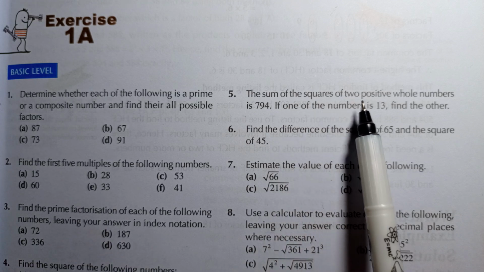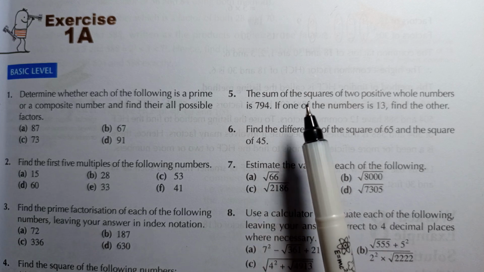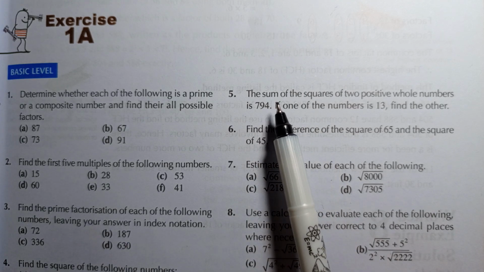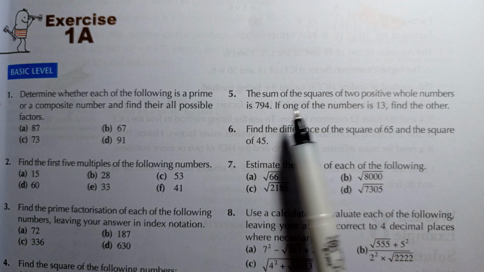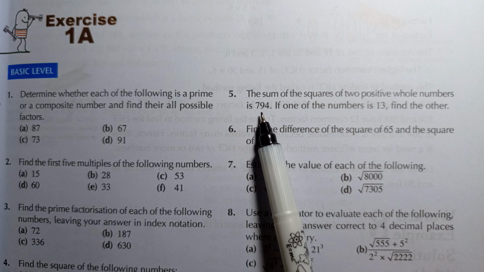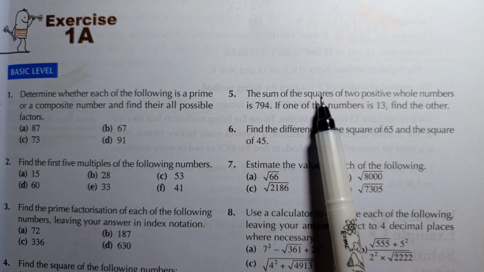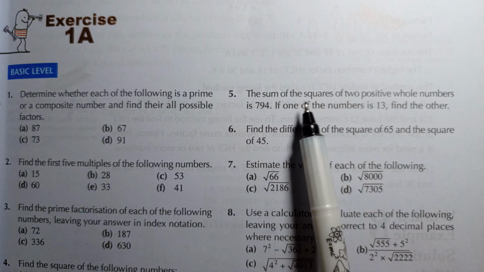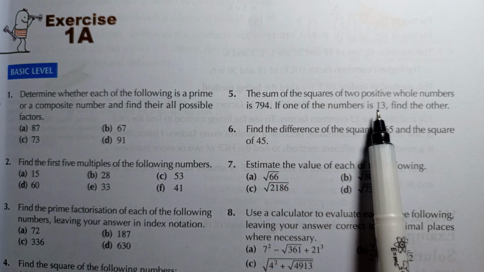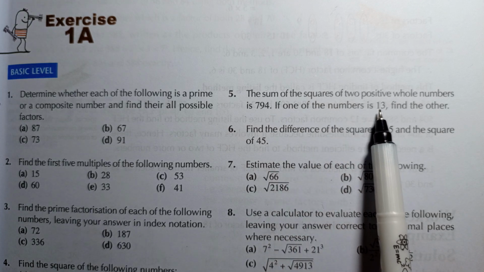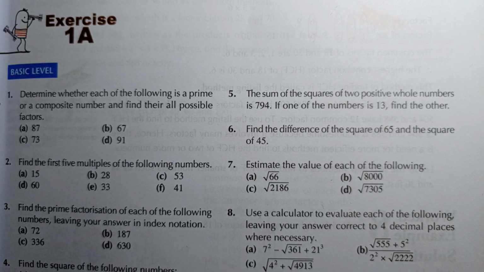Sum of the squares of two positive whole numbers means that the square of P and the square of Q should be added. So P square plus Q square is 794. He is telling us that their value is 794. It means that P square plus Q square is equal to 794. If one of the numbers is 13, if P is 13, find the other, then we have to find the Q number. Let us solve it.